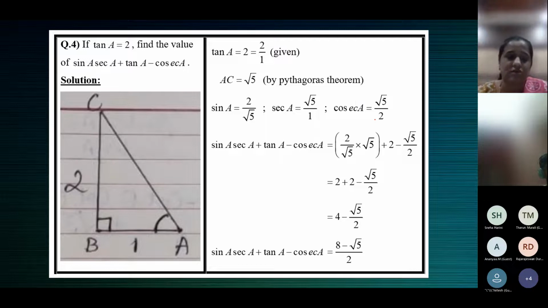Now find the ratios, sine A and the other ratios, with respect to angle A. Completed.